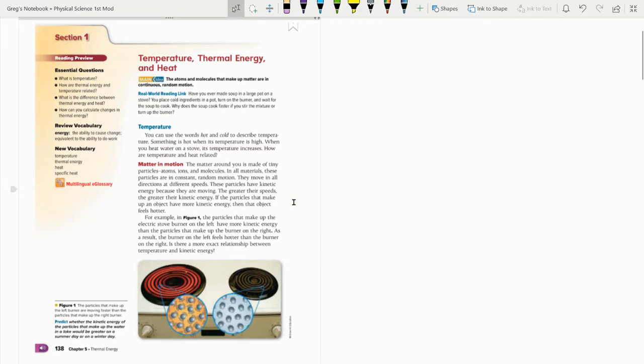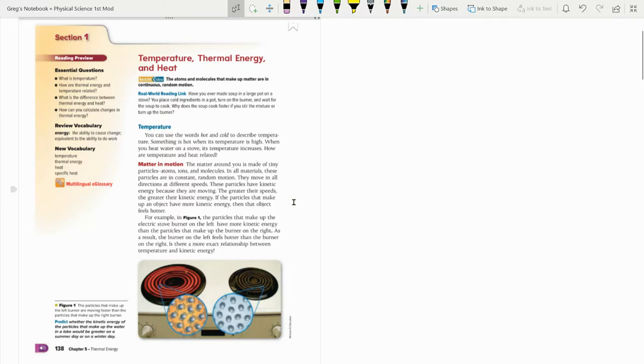The matter around you is made up of tiny particles: atoms, ions, and molecules. In all materials, these particles are constantly, randomly moving. They move in all directions at different speeds. These particles have kinetic energy because they are moving. The greater their speed, the greater the kinetic energy.